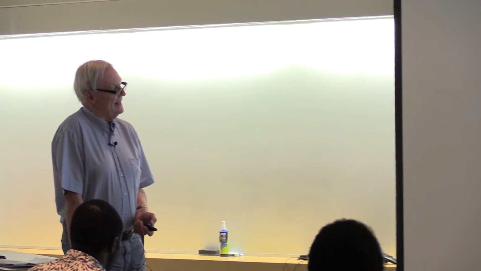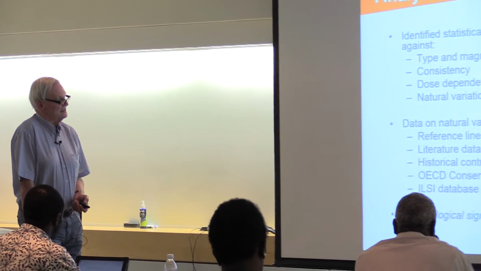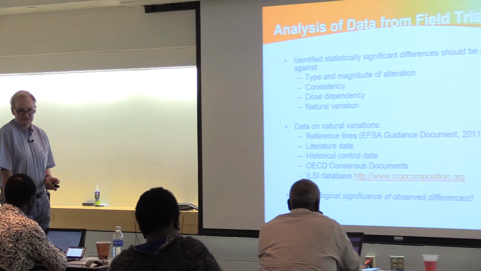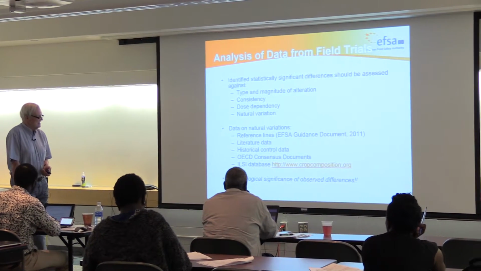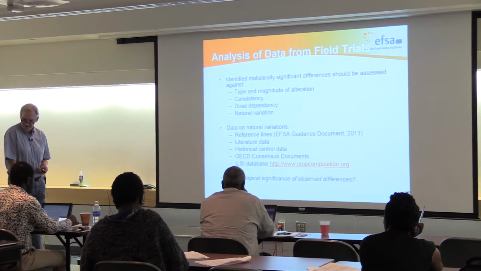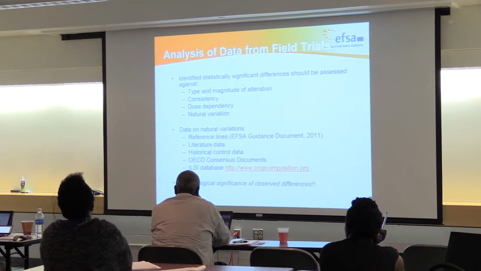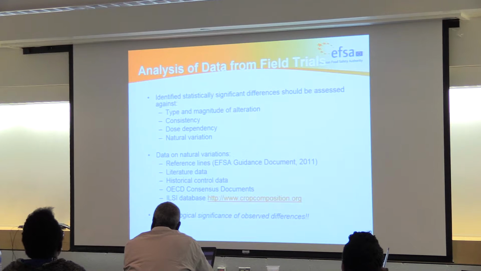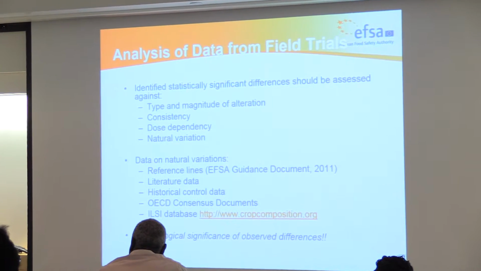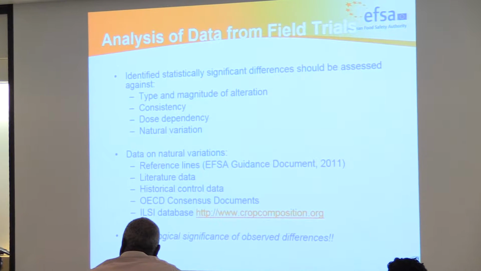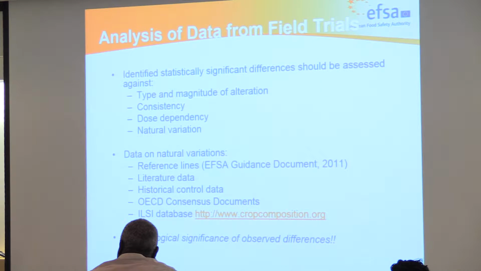What is very important in the analysis of your compositional data is, which components have been changed? Is it consistent throughout all the field trials done in different countries under different climatic conditions? What about the natural variation? Dose dependency is not a point here for compositional analysis. But look at these natural variations, and then, as I said, you can refer to data from reference lines, but also literature data, and OECD and ILSI.